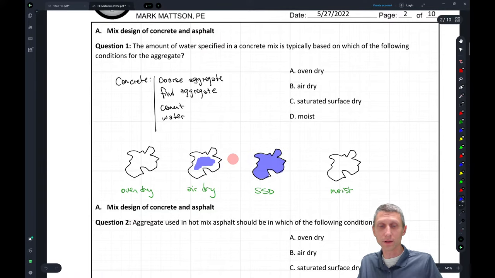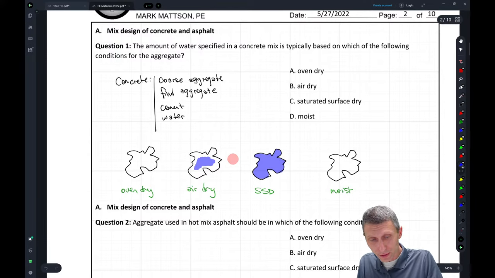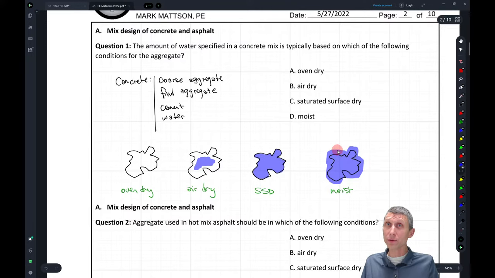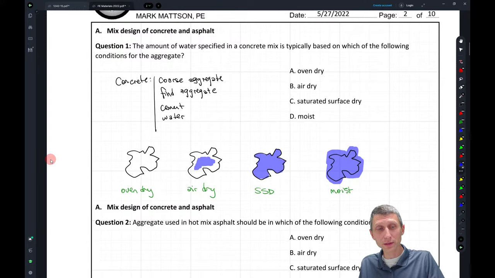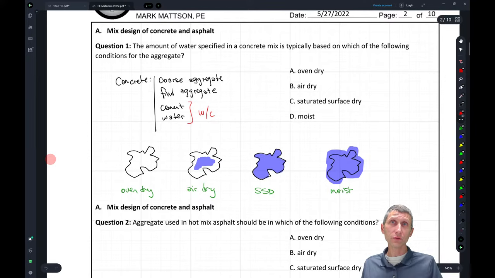And then the last one, the moist condition, is probably, well, maybe not the most common, but typically what do you see? We have excess moisture hanging onto the outside of the particle, right? So these four conditions I wanted to throw out there because they need to be understood. And one of the things you need to understand when looking at concrete design is how much moisture is in there, right? Because we want to be really concerned with this water to cement ratio.